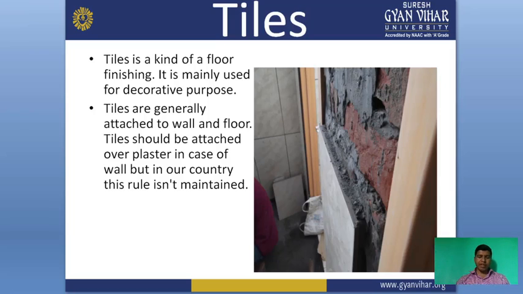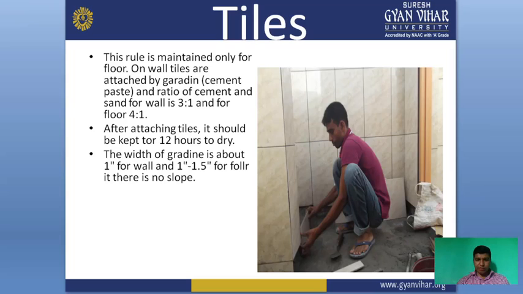When we use tile, it is used for good decorative purpose. It is also attractive, it gives a good appearance, and tiles are generally attached to wall and floor. Tile should be attached over plaster, but in our country this rule is not maintained. This figure shows how to fix tile after plastering in our apartments, in our buildings, or in a civil engineering project. This rule is maintained only for floor.